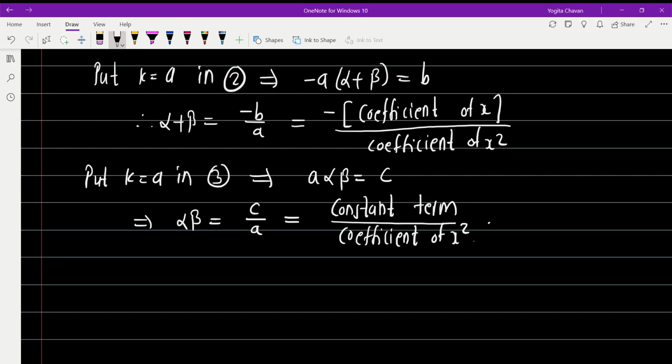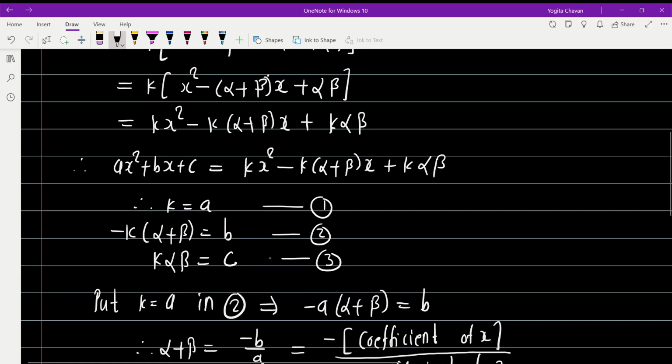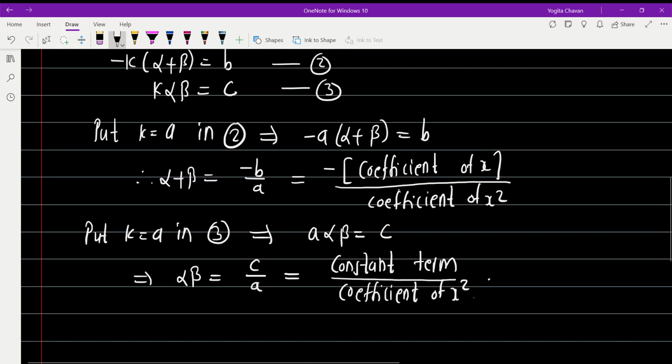So the case of quadratic polynomial is done. The sum of the roots alpha plus beta is equal to minus b by a, which is equal to minus of the coefficient of x divided by the coefficient of x square, and the product of the roots alpha into beta is equal to c by a and is equal to the constant term divided by the coefficient of x square.